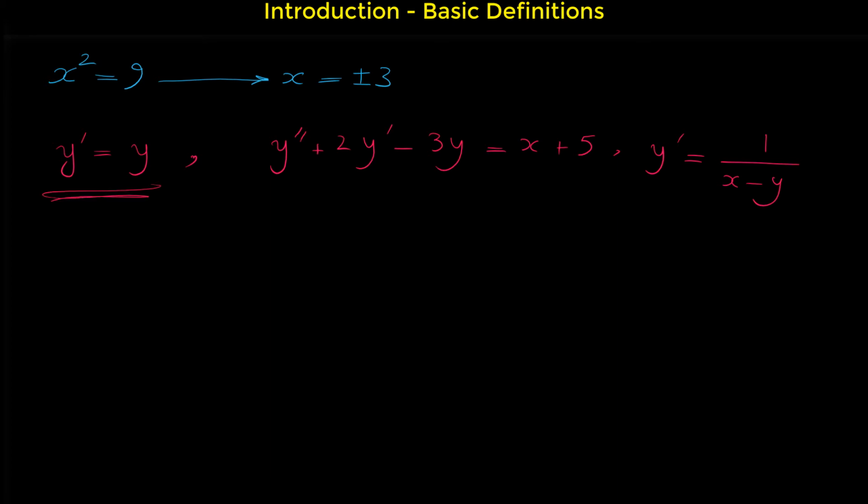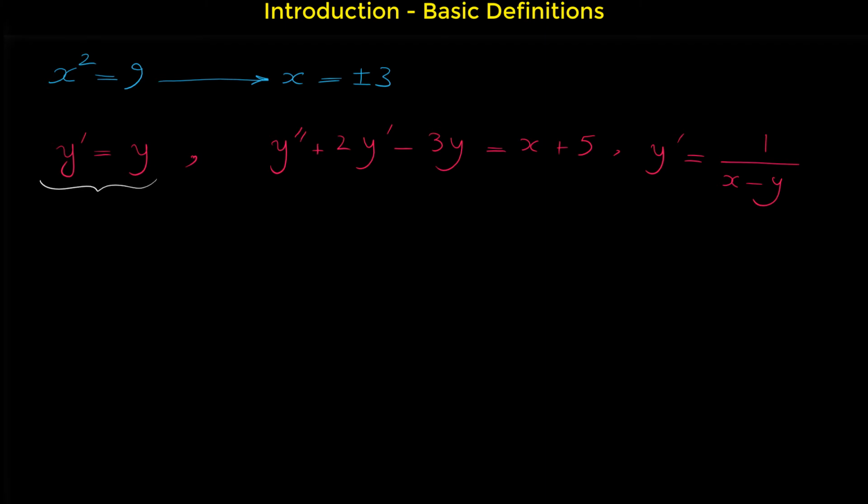In this simple differential equation, y is the unknown function, and that function has the property that the derivative of that function, y prime, equals the same function. In this second example, y again is the unknown function, and it has the property that the second derivative of that function plus 2 times the derivative of that function minus 3 times the function equals x plus 5.